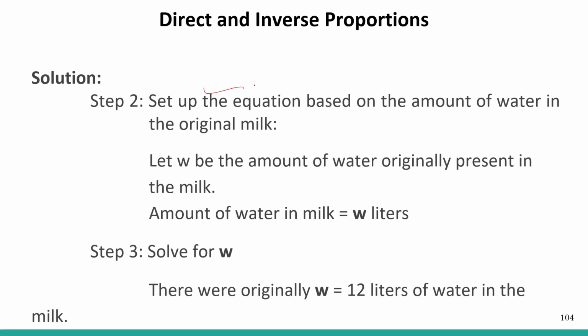So setting up the equation based on the amount of water in the original milk. Let W be the amount of water originally present in the milk. So the amount of water in the milk will be W liters. Solving for W, there were originally 12 liters of water in the milk.